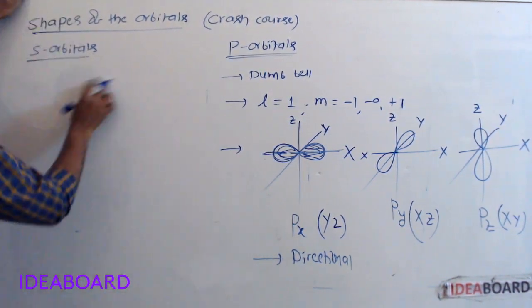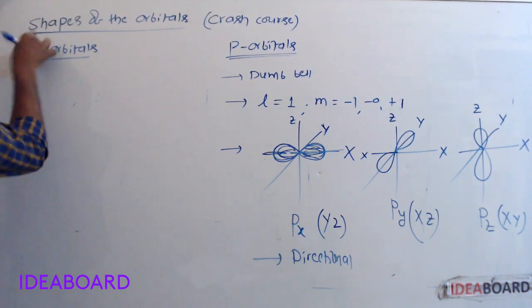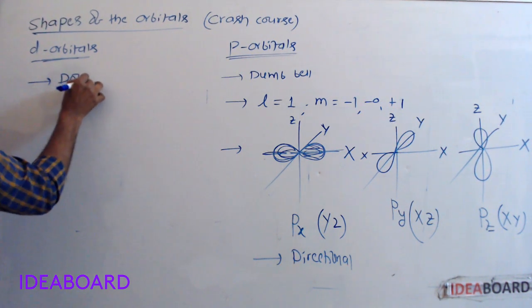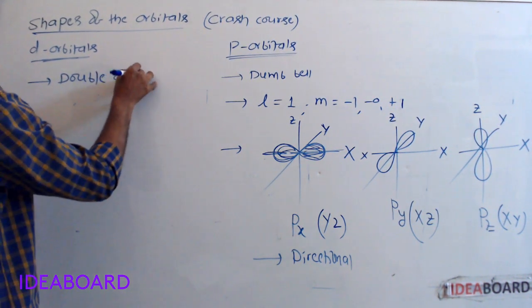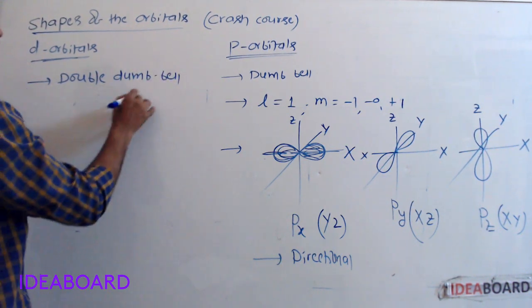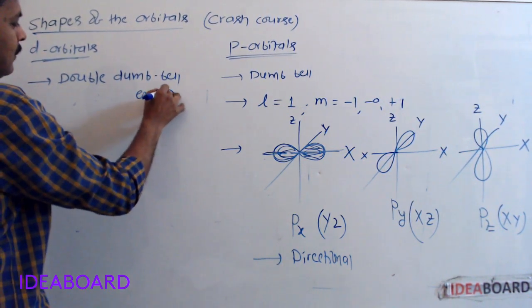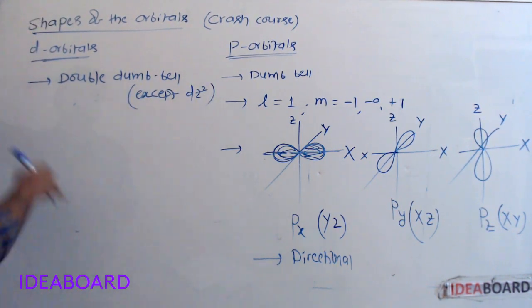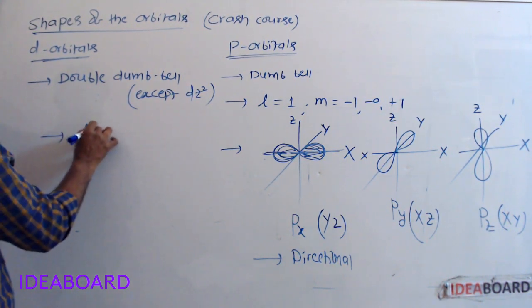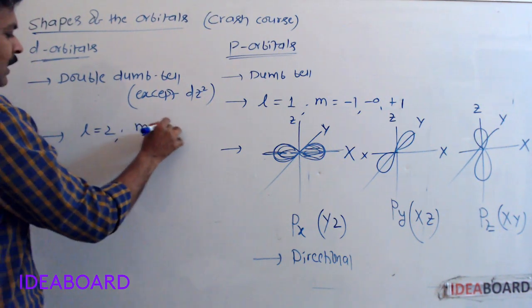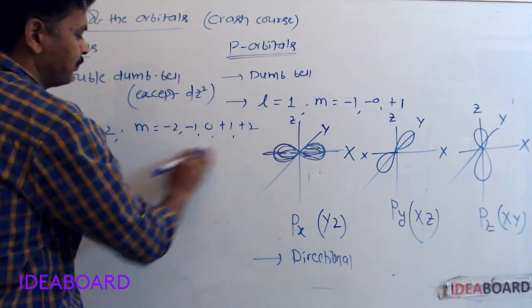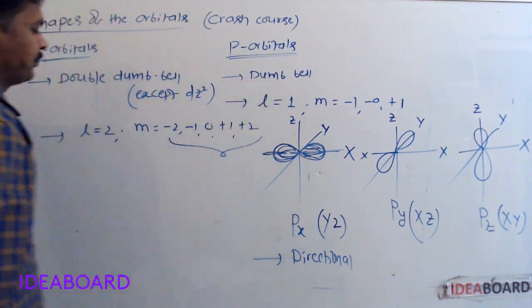D orbitals. Except dz square, the remaining orbital shape is double dumbbell shape. For d orbitals, L is equal to 2. L is equal to 2 means m is equal to -2, -1, 0, +1, +2. Total number of m values is 5.